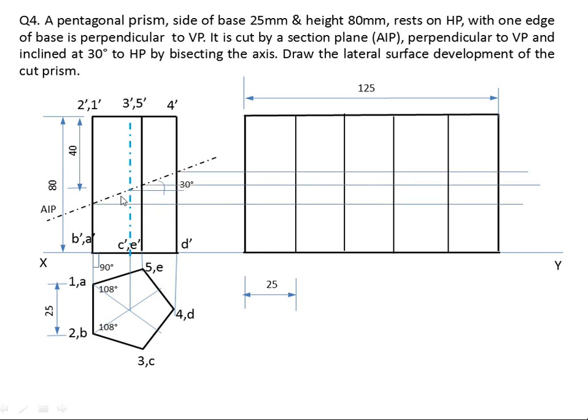Then transfer this auxiliary inclined plane that cuts the edges here, here and here. Then transfer these points on these edges. So this is 1A, 2B, 3C, 4D, 5E, 1A. These are the edges. Now 1A intersection point is this, so this will be P1. Similarly 2B intersection point is this, so this is P2.